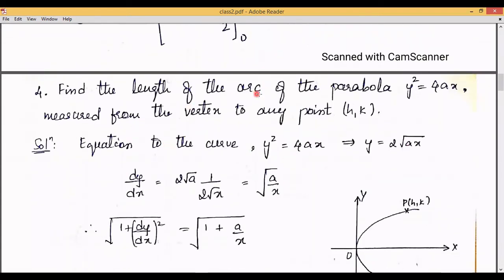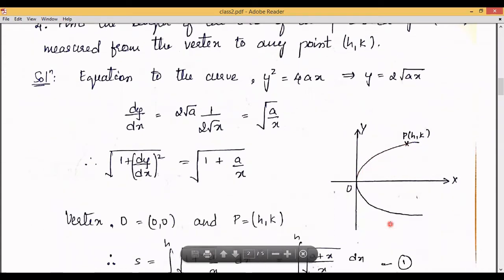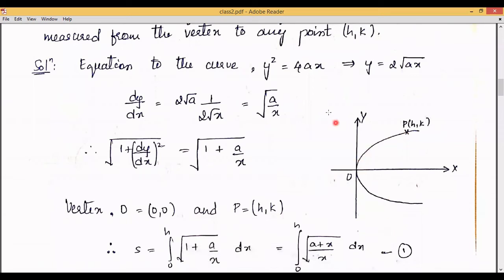Find the length of the arc of the parabola y square equal to 4ax measured from the vertex to the point (h, k). So I should measure this length of the parabola. Okay, so here the given equation is y square equal to 4ax, or y is equal to 2 root ax.